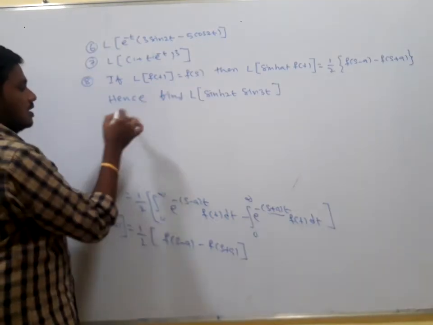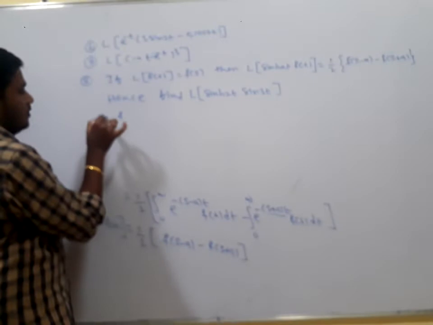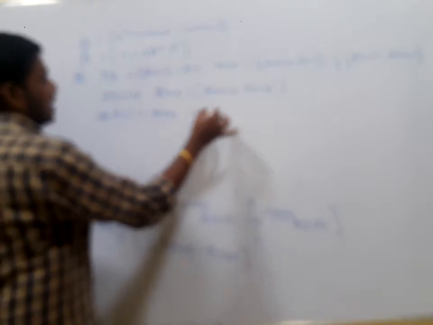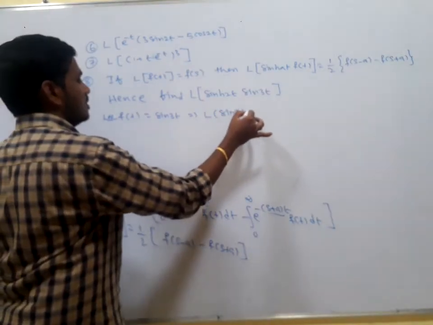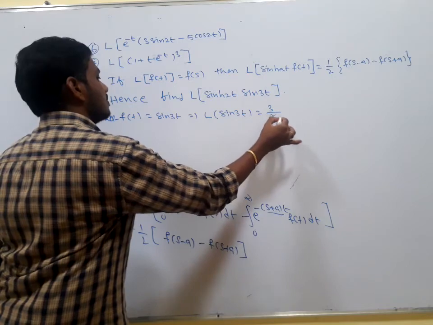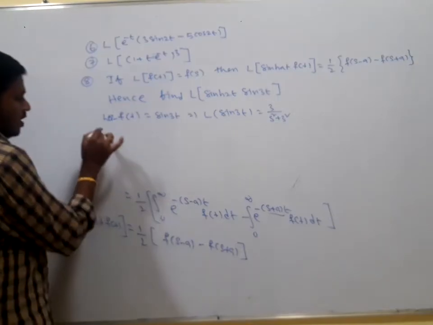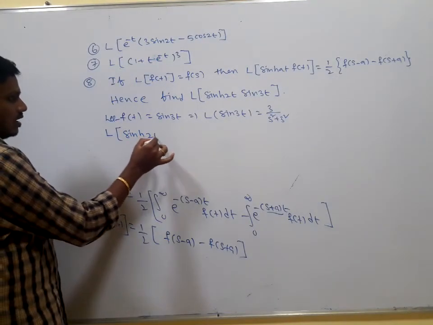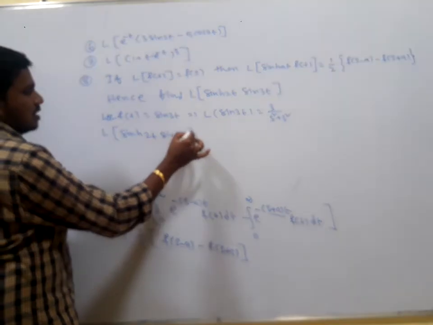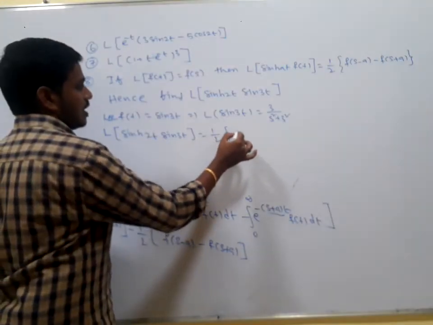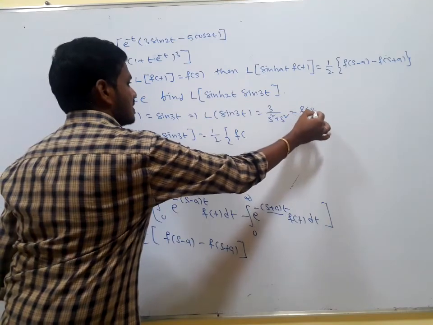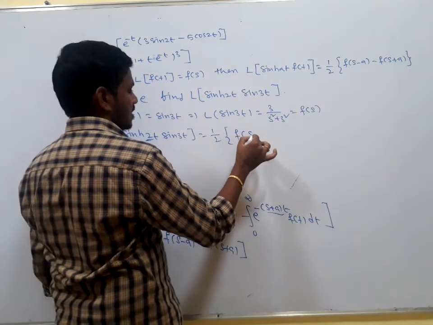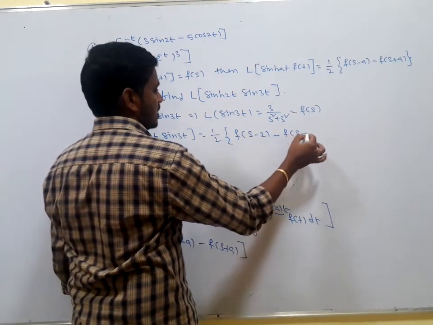Okay, here it is. Let f(t) = sin 3t. That implies the Laplace transform of sin 3t is equal to 3 divided by s² + 3². Now, by using this formula, the Laplace transform of sinh 2t sin 3t is equal to 1/2 of F(s − a) − F(s + a), where a is 2, so F(s − 2) − F(s + 2).